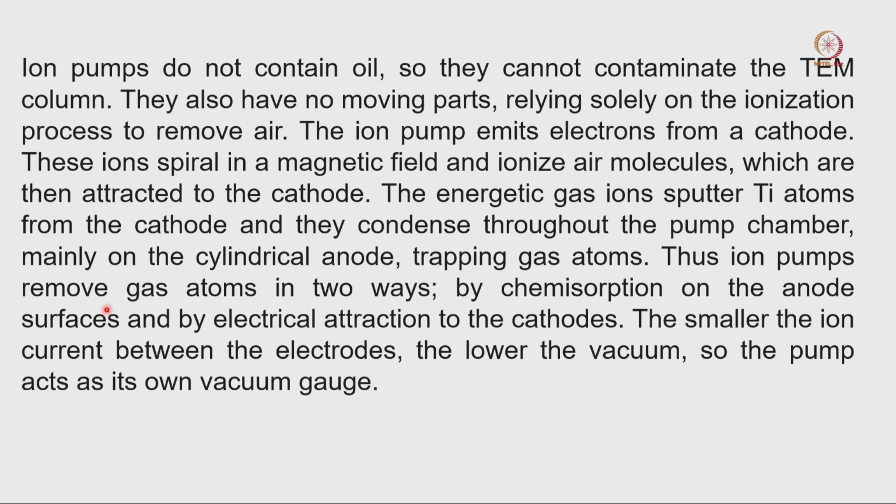Thus, the ion pump removes gas atoms in two ways. Okay, so the ion pump can remove the ions in two different ways. It traps the gas molecules, attracts them to the anode surface and deposits them there. And the smaller the ion current between the electrodes, the lower the pressure, meaning the better the vacuum. So, the pump acts as its own vacuum gauge.